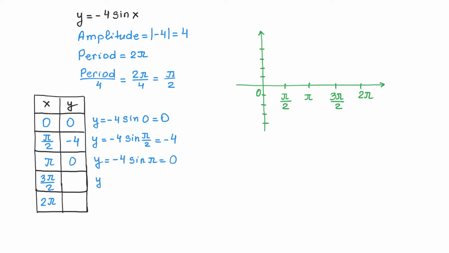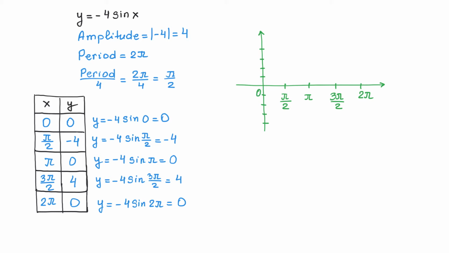In the next row, y equals negative 4 sine of 3 pi over 2. This will be equal to positive 4, and that is because sine of 3 pi over 2 is negative 1, and negative 1 times negative 4 is positive 4. And now in the last row, y equals negative 4 sine of 2 pi, and this will be equal to 0. Sine of 2 pi is 0, and 0 times negative 4 is 0. So now we have the coordinates of all 5 points, and we will start plotting one by one.